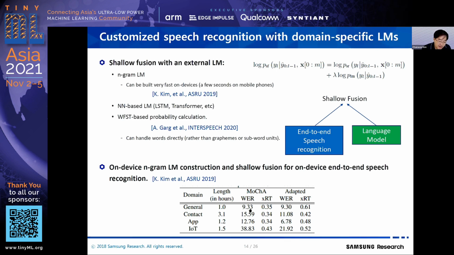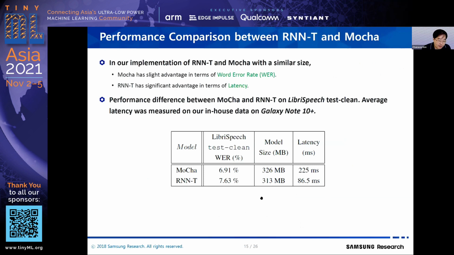For general domains, there's almost no improvement, but for specialized domains like IoT, we should be able to recognize the device name and device functionality. In those specialized domains, by using this custom LM, we can significantly improve the speech recognition performance.